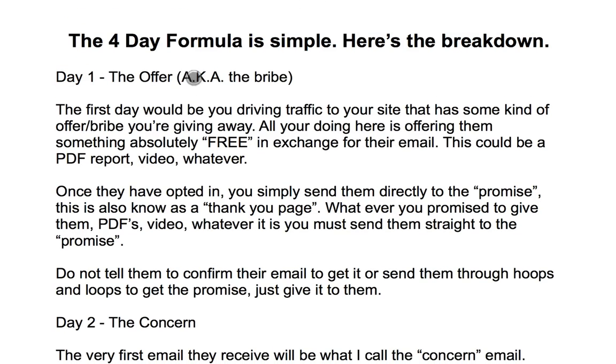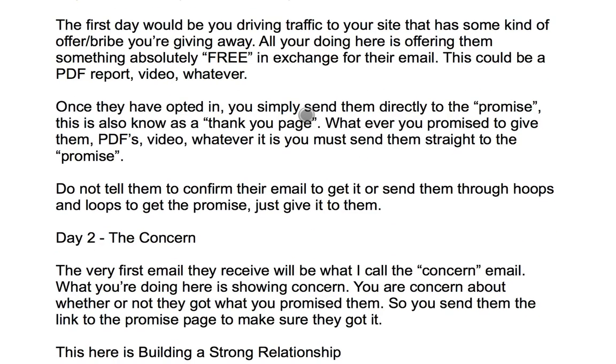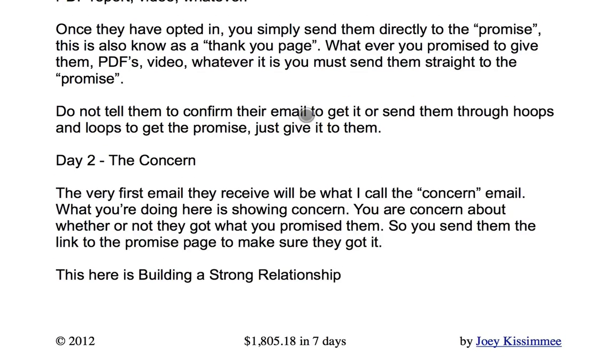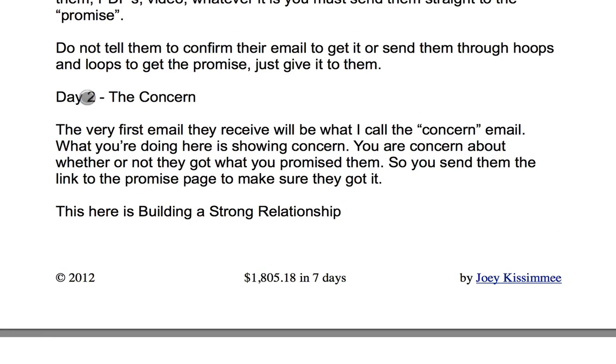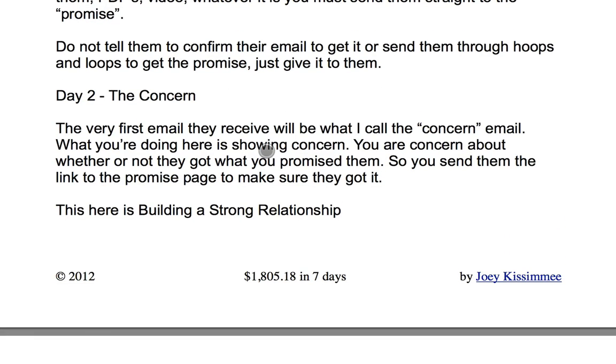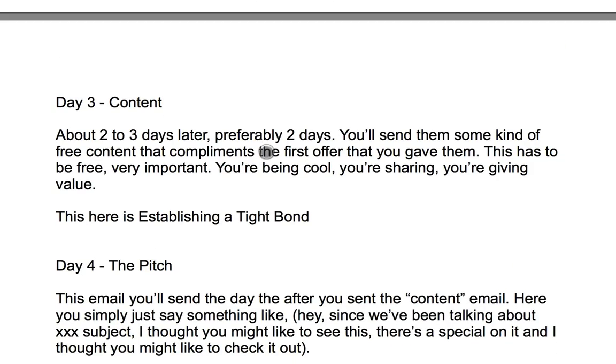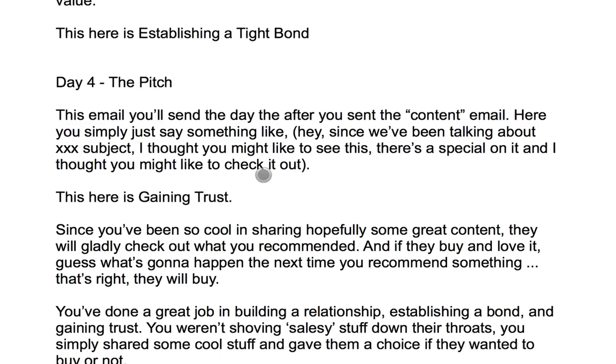Okay, so in day 1, it's the offer, aka the bribe, and then this is what you do with it. Explain what day 1 is, or step 1. Then step 2, in my case, is day 2. The same thing, okay? Day 3, and you just go on with each step, break it down, or basically a brief explanation of what each step is going to be about, okay?